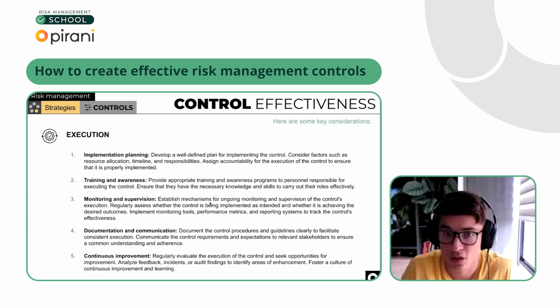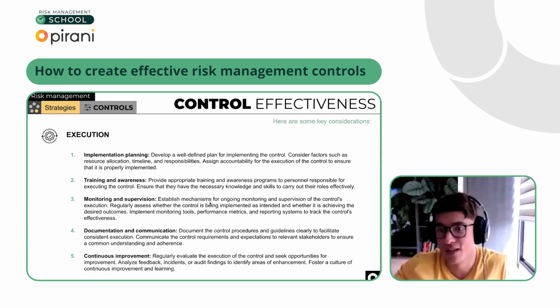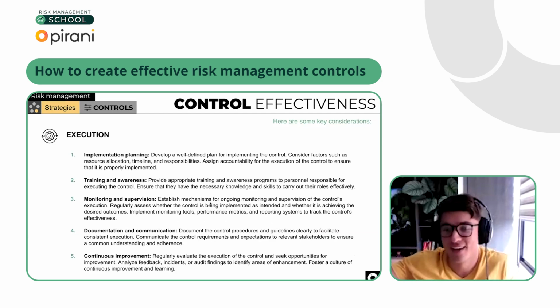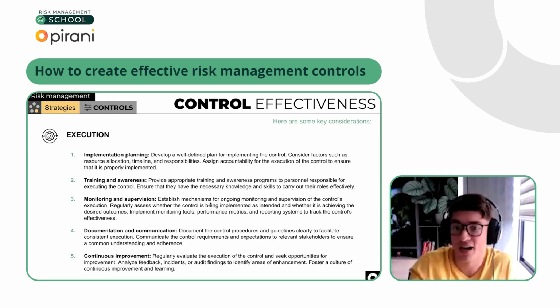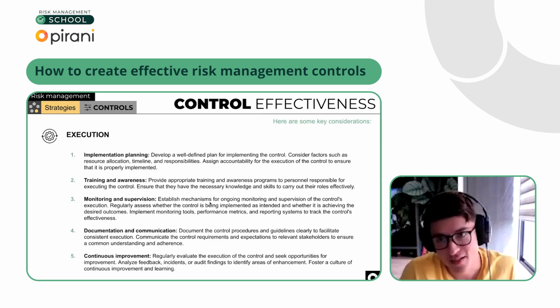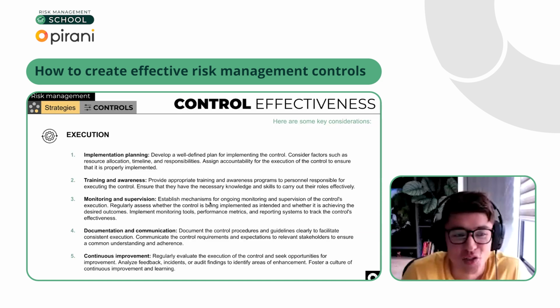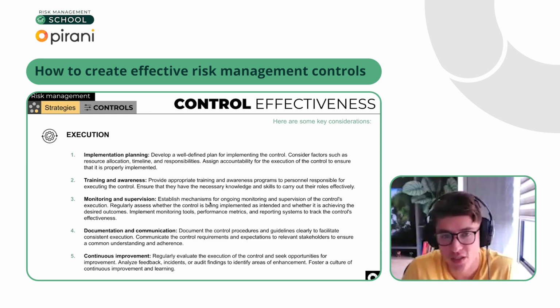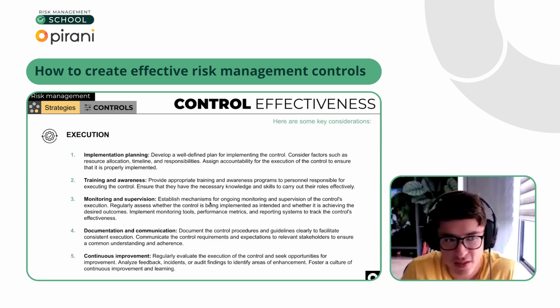How we're going to run this control is not just naming the control and that's it. If you want to run a policy or a procedure, it's not just having the document in the file. You need to run the policy, or you need to run the procedure. You need to train your people in that policy. And that's the second key: training and awareness. Provide an appropriate training and awareness program to personnel responsible for executing the control. Ensure that they have the necessary knowledge and skill to carry out the control effectively.